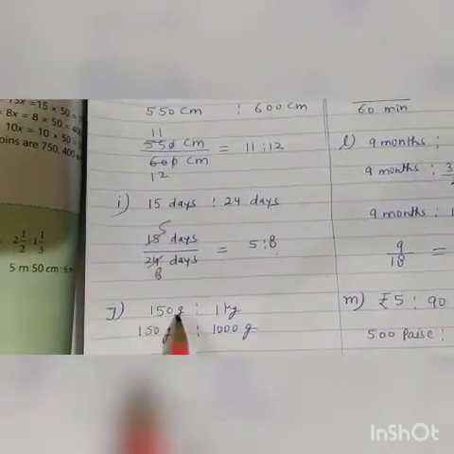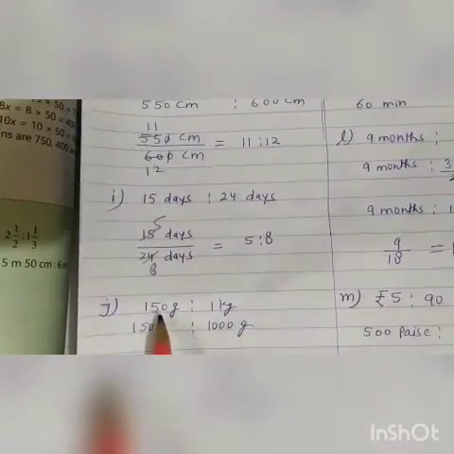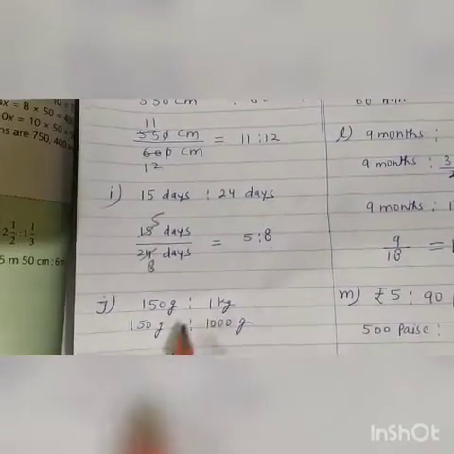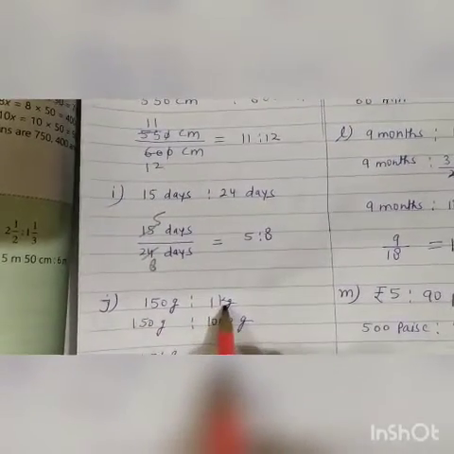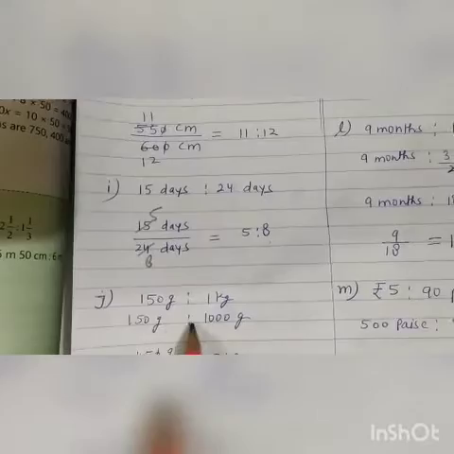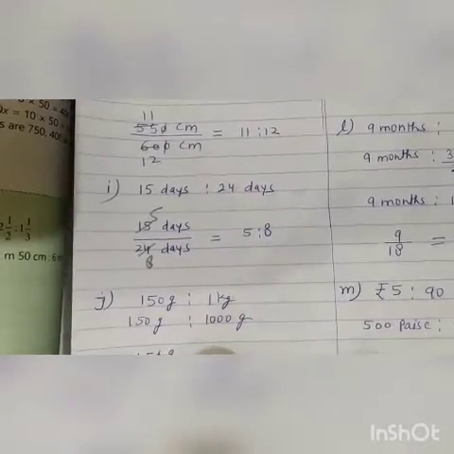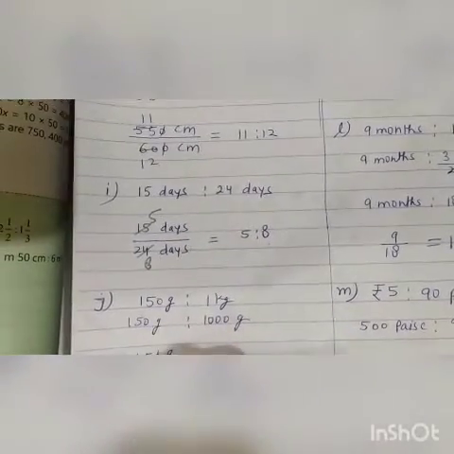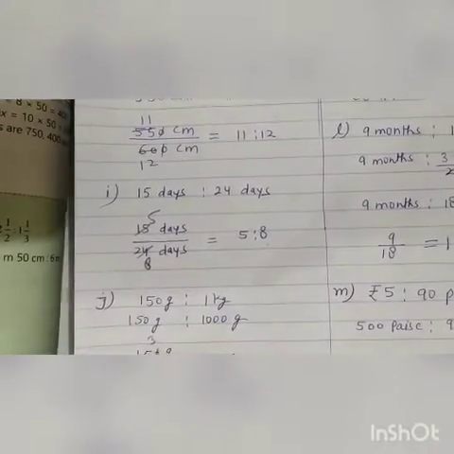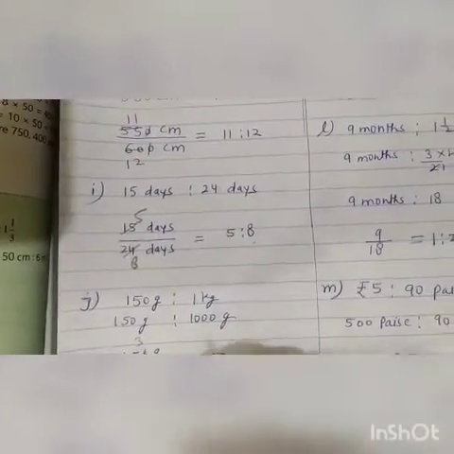J, 150 gram, ratio, 1 kilogram. Here again both the units are different. So first we will convert this kilogram into gram. 150 gram, ratio, 1000 gram. 150 upon 1000, 0 0 cancel. 5 3 is 15, 5 2 is 10, 0. 3 ratio 20.